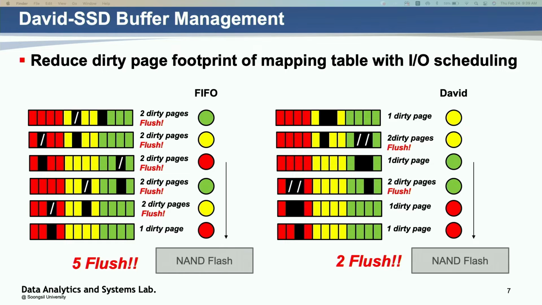In David SSD, we batch the write requests whose mapping table page is the same. This makes mapping entry eviction more efficient by aggregating data updates. As a result, PLP incurs 5 flushes, while David only has 2 flushes. Likewise, David SSD substantially reduces the amount of mapping table related write traffic, and in turn improves the overall performance.